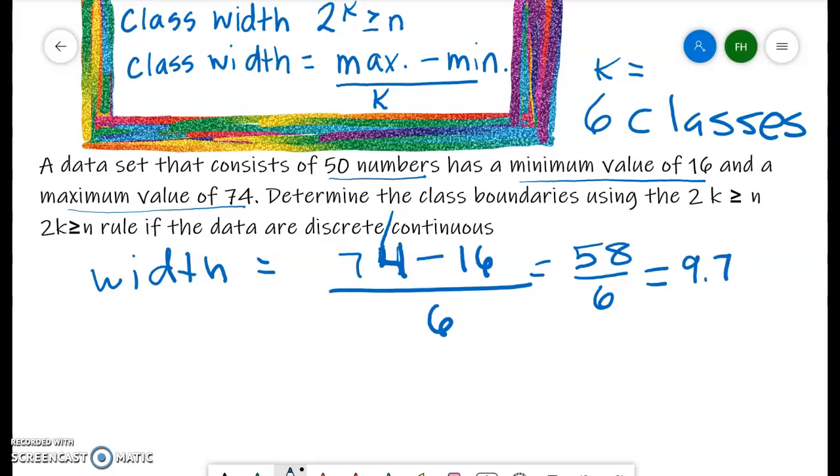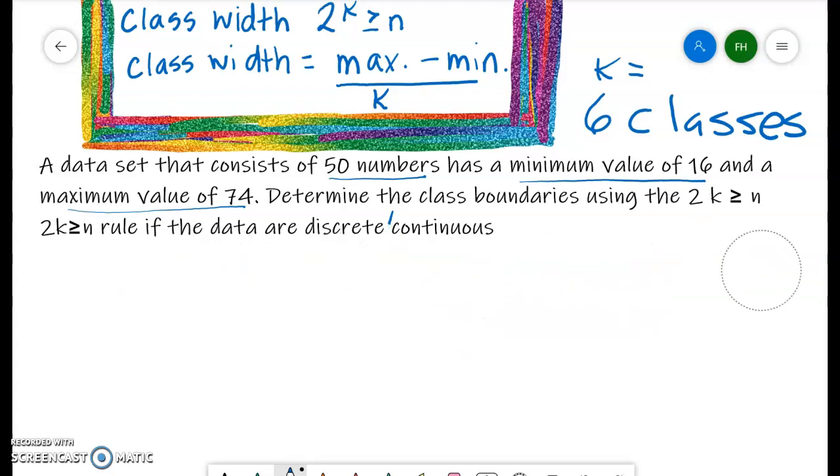So 9 would not be enough. The width, 9.7, we're not going to do a width of 9.7. We're going to round this to 10. So the width of our classes is 10. So I'm going to erase that and just make a note that our width equals 10.